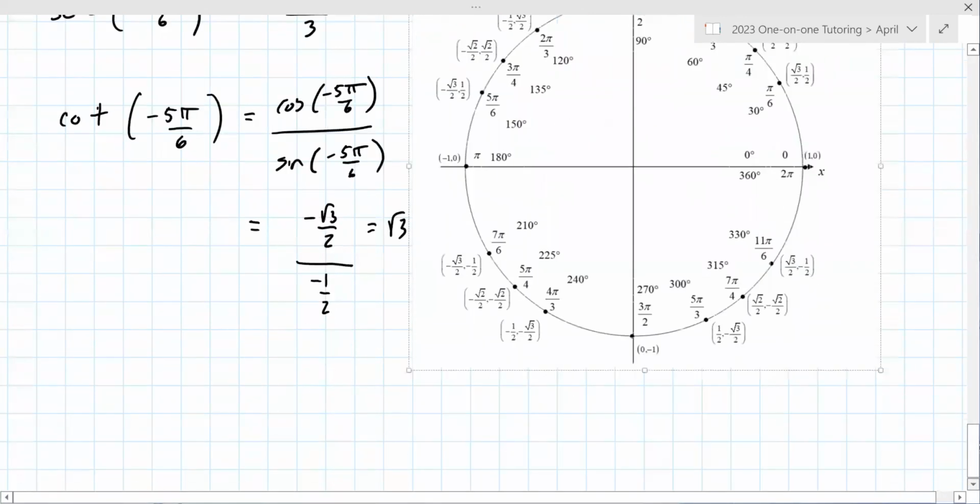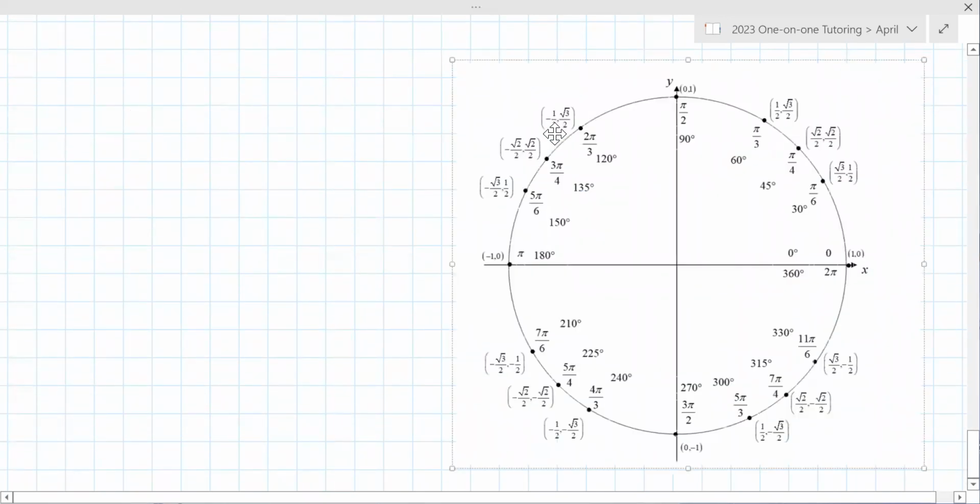All right, so let me give you a few more here. Let me make these a little more difficult, maybe. We'll see here. I guess I could do other things, like, what is 1 over the cosecant of minus 300 degrees?